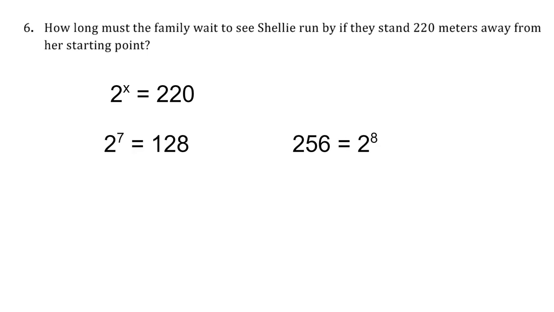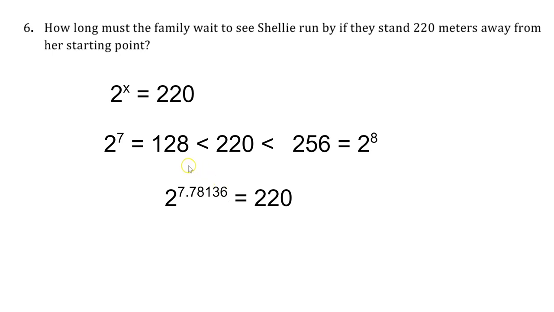We know 2^7 is 128 and 2^8 is 256. And we know that 220 is in between those two values. So the exponent that's going to solve this equation has to be between 7 and 8, but more likely closer to 8. Using guess and check a repeated number of times, I can arrive at the answer that they would have to wait 7.78136 seconds to see her run 220 meters from the starting point.